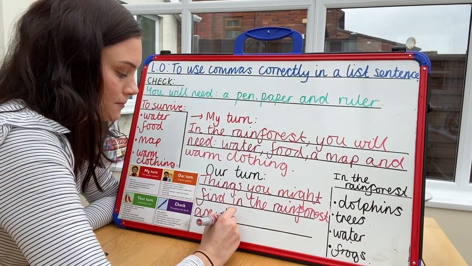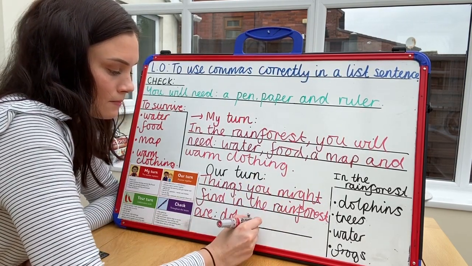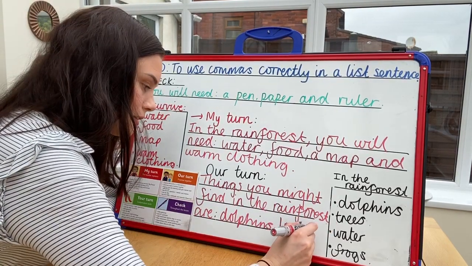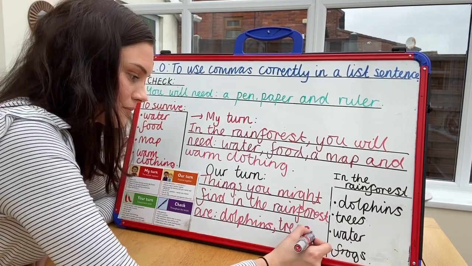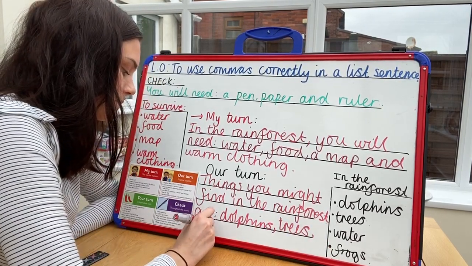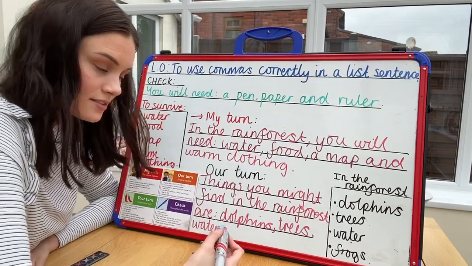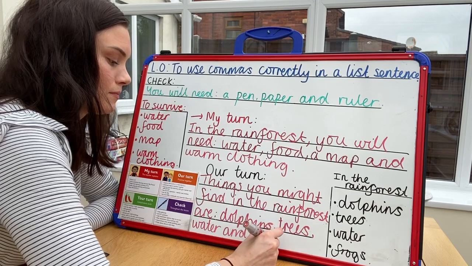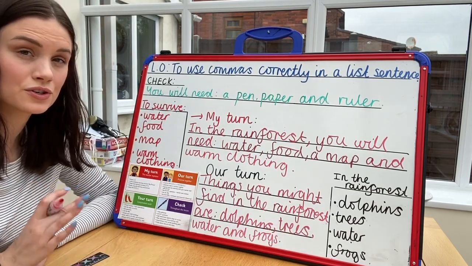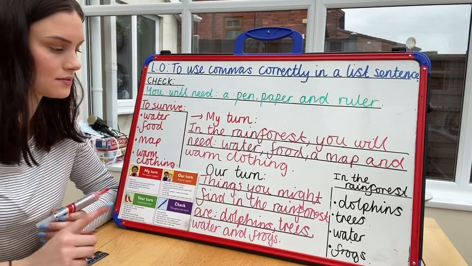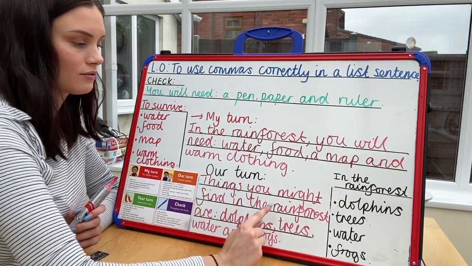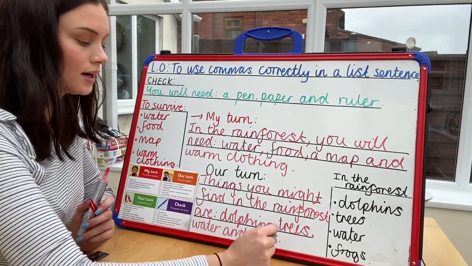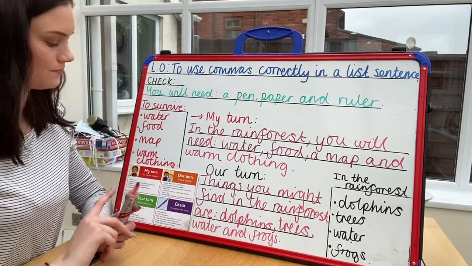So dolphins, comma, trees. Oh, I'm running out of room. Water, and obviously my full stop to finish my list sentence. So let's read it back to ourselves. So things you might find in the rainforest are colon, dolphins, trees, water and frogs.